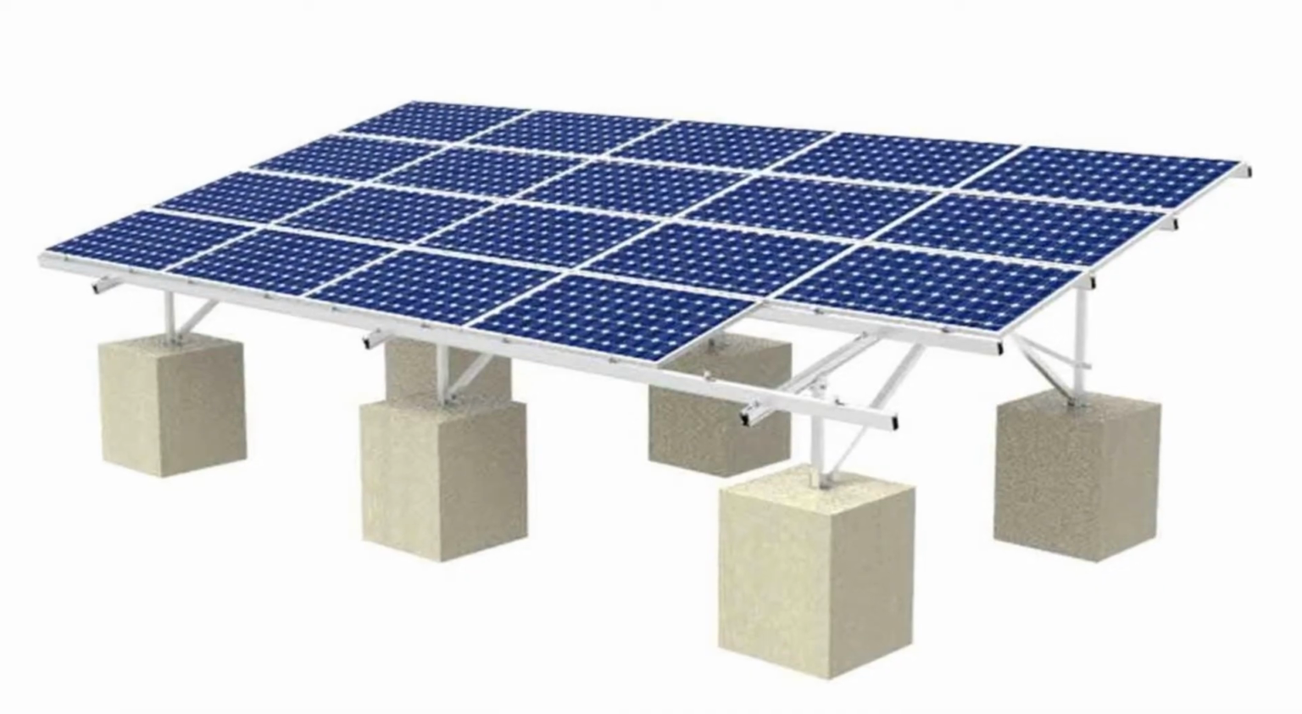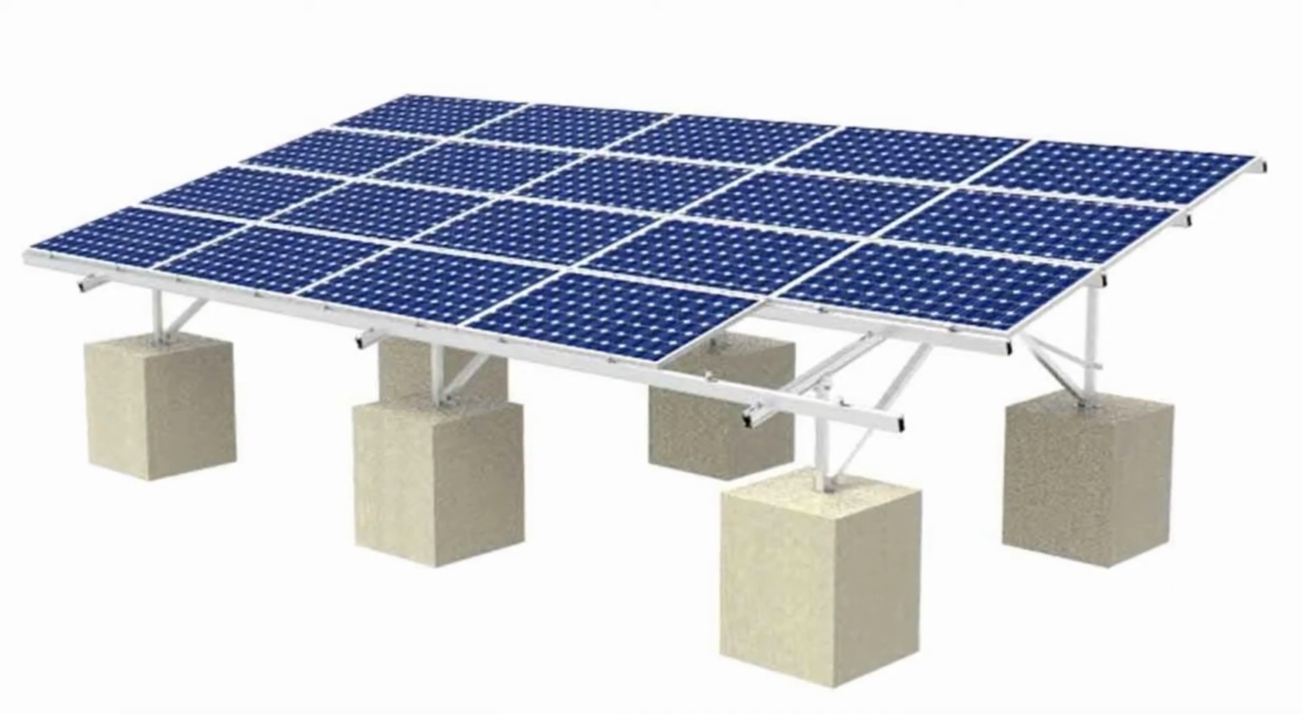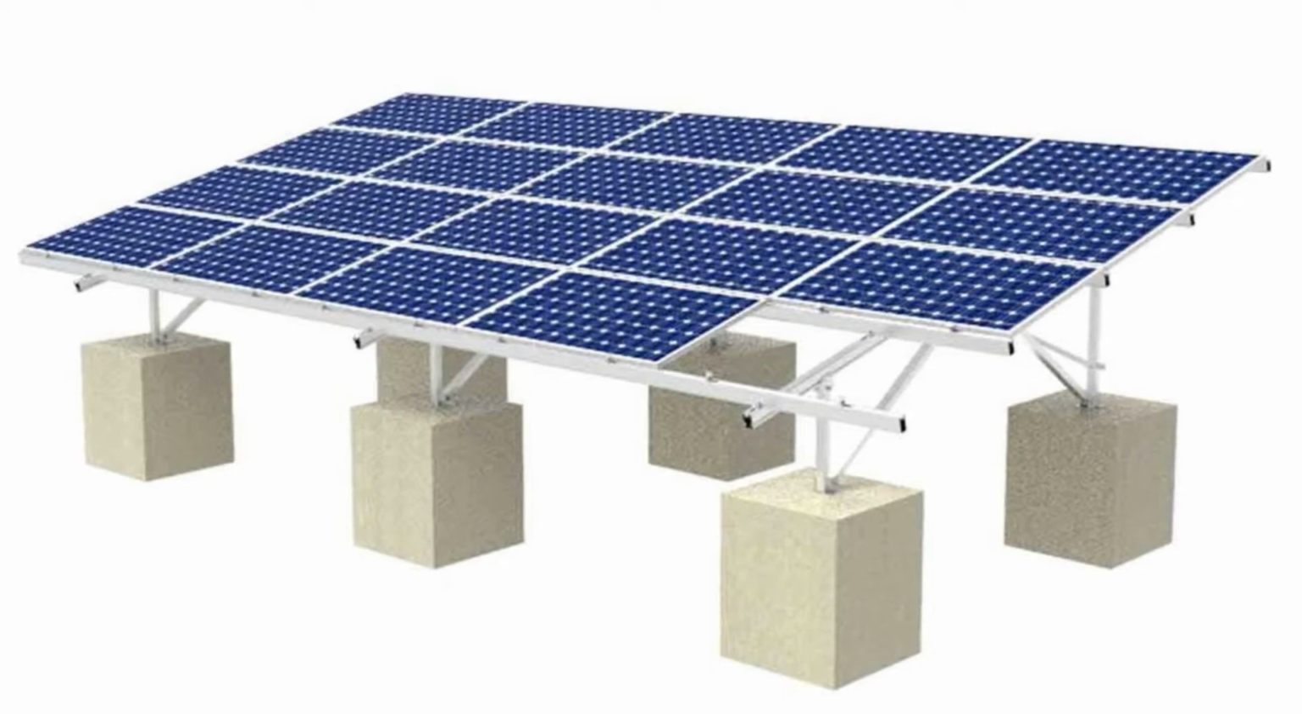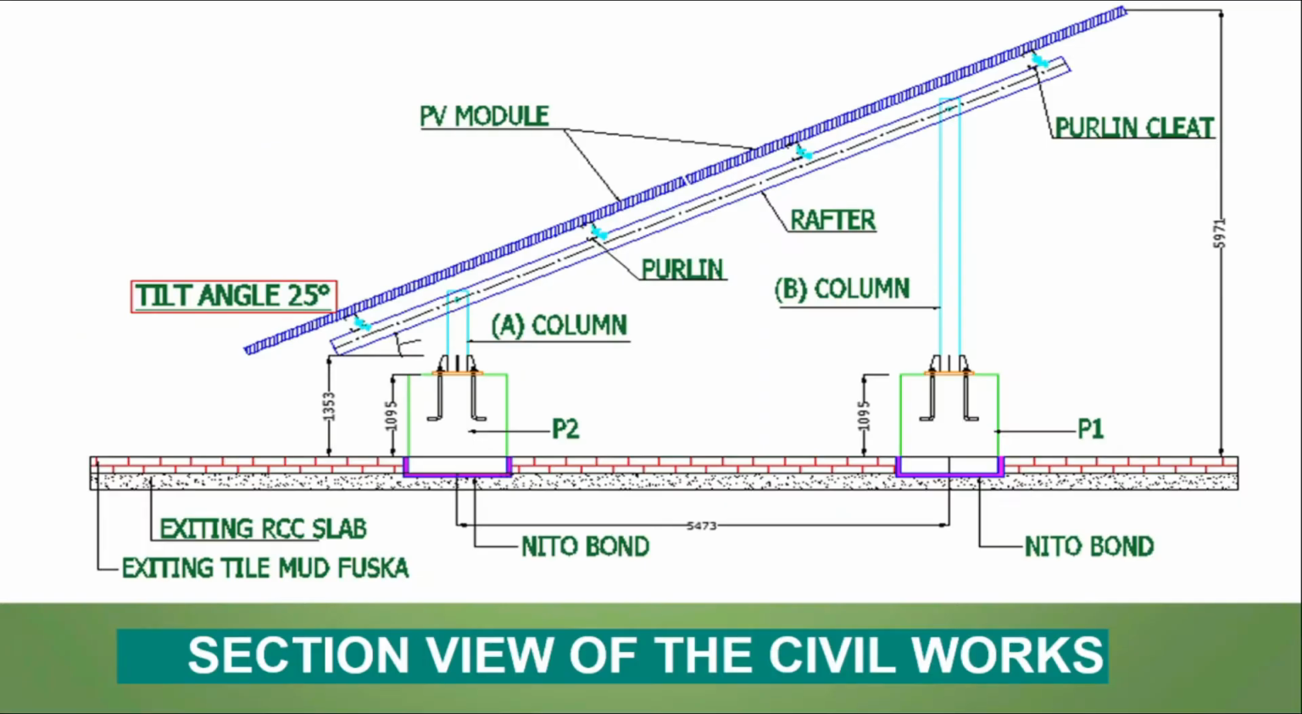Civil foundation is required in the case when panels are to be mounted on the RCC rooftop. This particular section presents the civil foundations, the vertical columns of the structures and the mounting of the solar panels. Here you can see this rectangular block is presenting the civil foundations. So we are able to see two foundations in this particular section view.